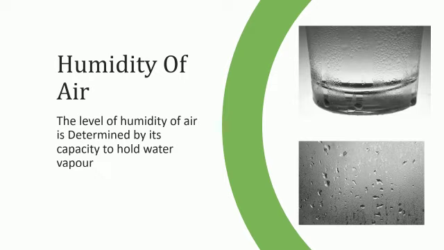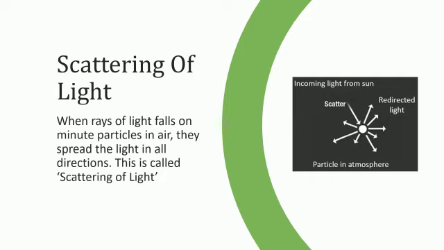The proportion of water vapor in the air is high during the monsoons and in coastal areas. As a result, we feel the dampness or humidity. Scattering of light. Air is a mixture of fine particles of gases, dust, smoke, and moisture. These particles are opaque. So, when light rays fall on them, the particles spread the light in all directions. This phenomenon is called scattering of light.